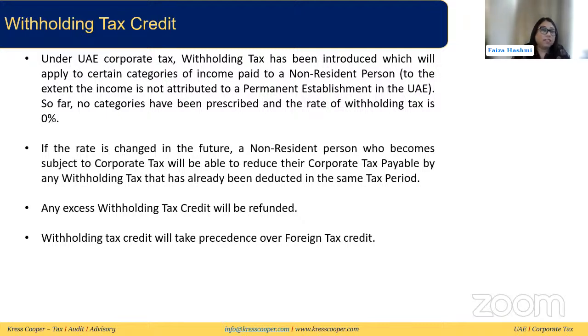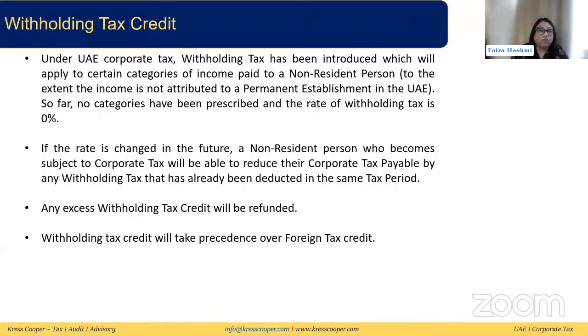So even if the categories are given in due course through a cabinet decision or something, the rate for the starting year is 0. But this rate can change in the future. Let's suppose next year the rate is changed to 2%. Then a non-resident person who is subject to corporate tax here in the UAE will be able to reduce the corporate tax payable by any withholding tax that has already been deducted in the same tax period.